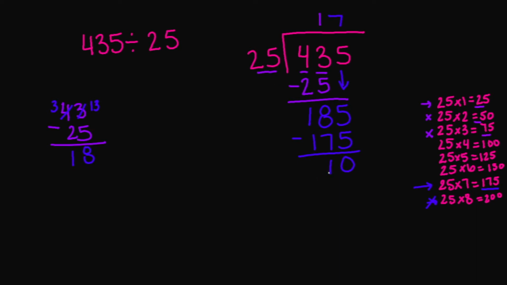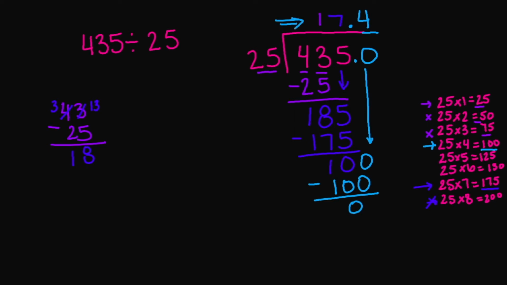25 goes into 10 now how many times? It's too small, so now I'm going to add my decimal. I'm going to add my decimal here and a 0 and my decimal up here. I'm going to bring down my 0. So now I can divide. 25 goes into 100 how many times? 4 times right here. So 25 times 4, that's going to give me 100. And now I'm going to subtract. 100 minus 100 is 0. So your quotient is 17.4.